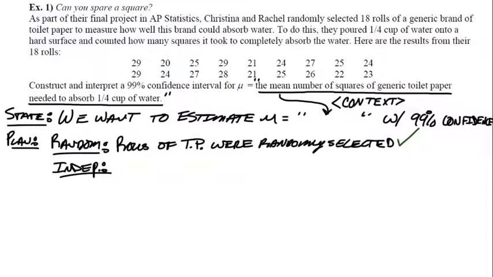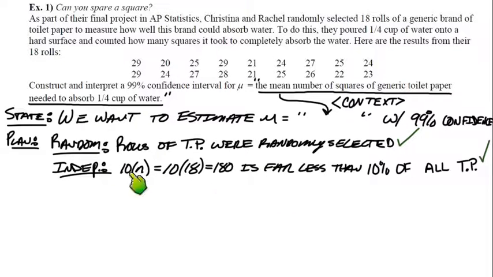For the independence condition, well, it's not like sampling with replacement was used, so the 10% condition is going to have to work. If we do 10 times the sample size, that should be 10 times 18, which is 180, which is way less than 10% of all toilet paper. So we're good with the 10% condition here too. So that one gets a check mark as well.